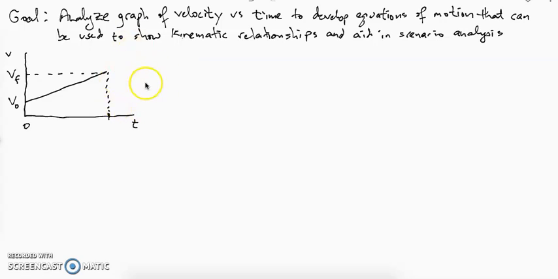Alright, what we want to do right now is to take a look at a velocity versus time graph and analyze this graph so that we can come up with some equations of motion that we can use instead of always going back to a graph. Graphs are very helpful to figure out the relationships between variables, in this case velocity and time, but we don't want to be doing that over and over and over again. What we want to find is a general relationship based on this graph that we can then use to solve problems and analyze new scenarios that have similar properties.